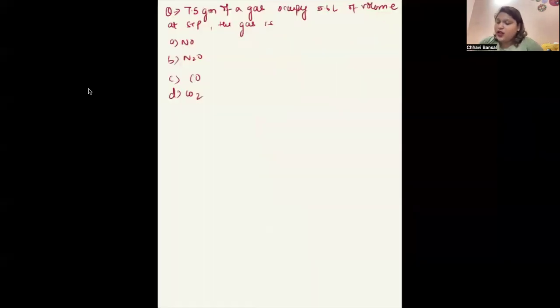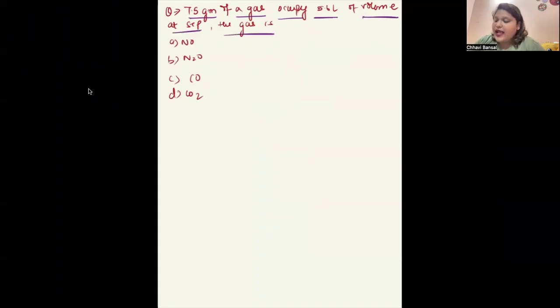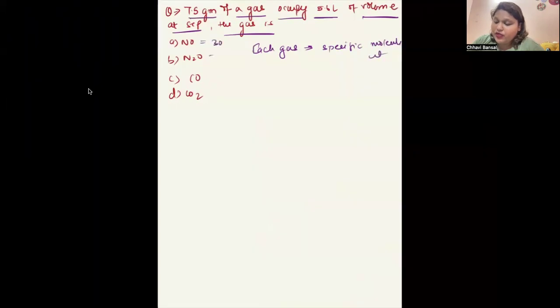Let's do it. Okay. So we are given 7.5 gram of a gas occupying 5.6 liter of volume at STP. The gas is... Okay. So we are given the volume, and we are given the gram. We have to find out what type of gas it is, right? So what we can do, we know each gas has a specific molecular weight, right? For example, NO, the molecular weight is 16 plus 14, 30.